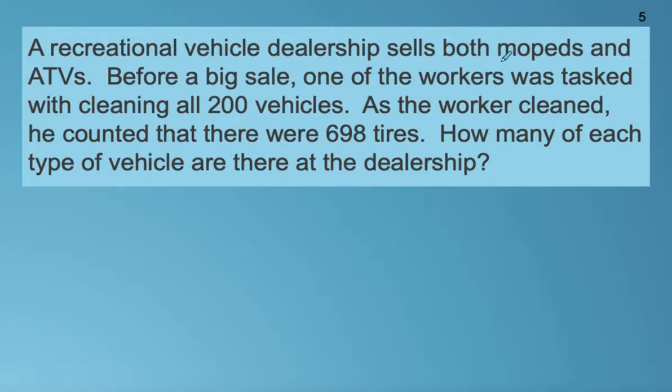A little word in case you're unsure of what these are. A moped would be a vehicle with 2 tires because it's kind of like a bike. And an ATV is like a 4-wheeler, and those would have 4 tires. So see if you can come up with how many of each type of vehicle there would be. Pause the video and see if you can find it.